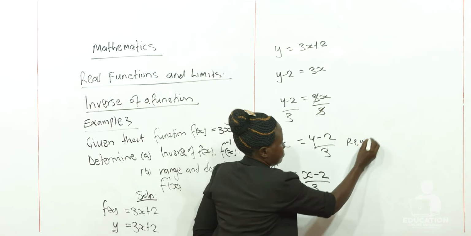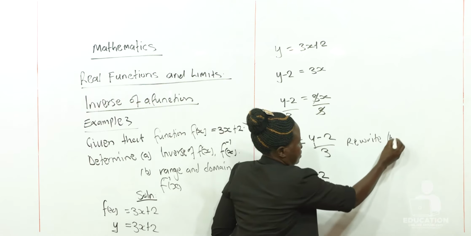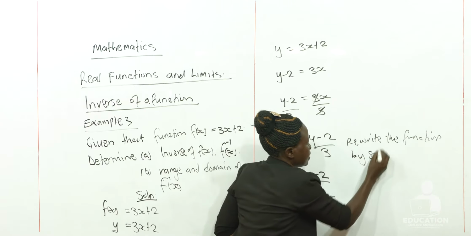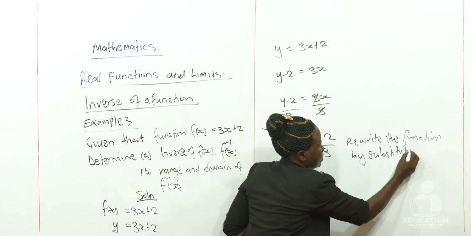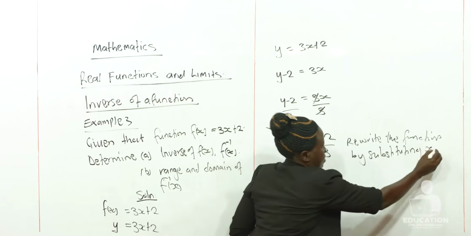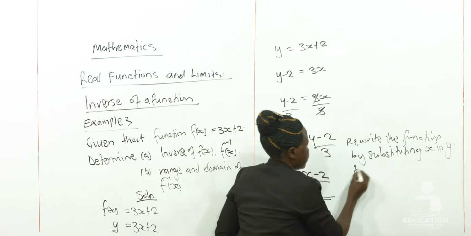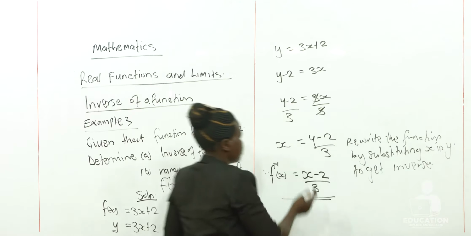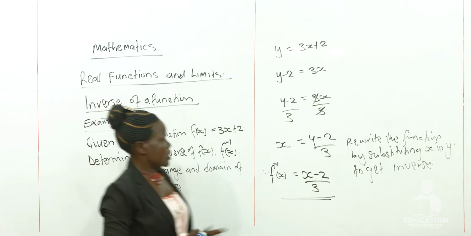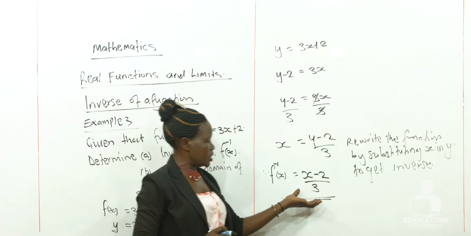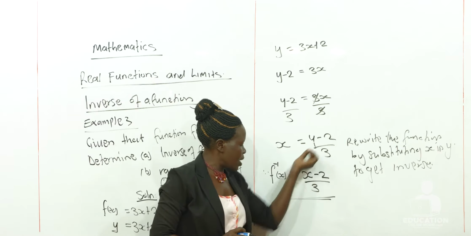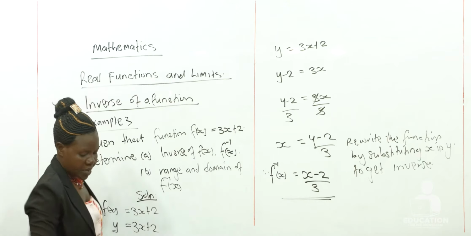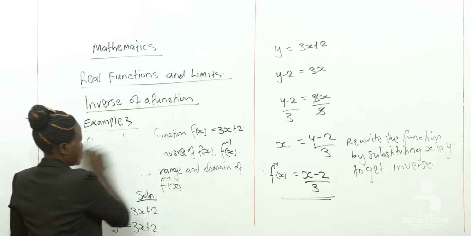Rewrite the function by substituting x in y to get the inverse. So once you have got the value of x alone, it is from this stage that you rewrite it, and in rewriting, you substitute y with x so that you produce the inverse of that function. And that is for our example 3.